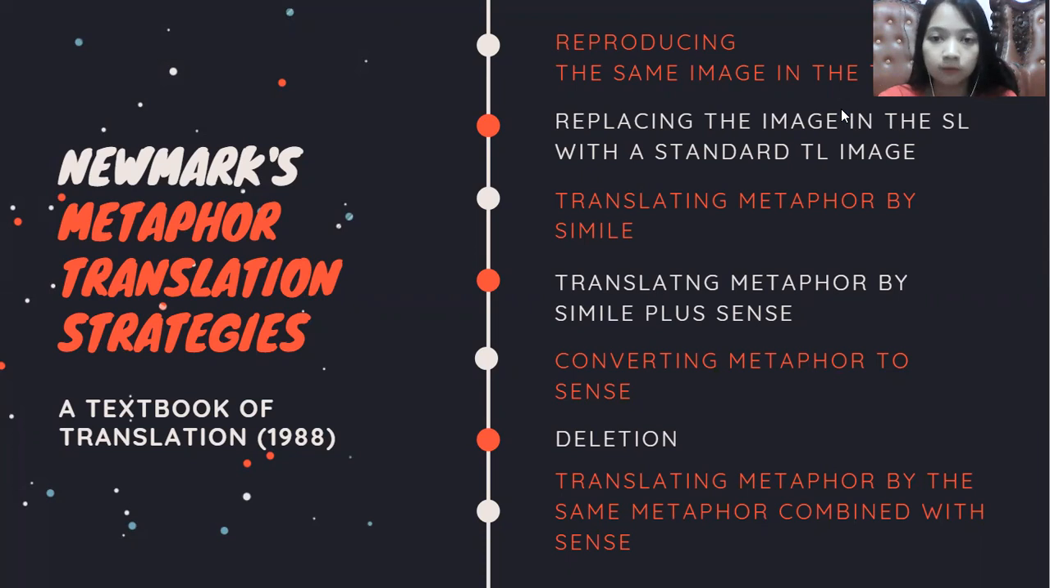And the fourth is translating metaphor by simile plus sense. So it changes the form from metaphor to simile, but it is also added with the sense or the meaning. The next strategy is converting metaphor to sense. So the metaphor form is changed into the meaning of the metaphor. There is no metaphor expression, so in the translated version, we will have the non-metaphorical form.